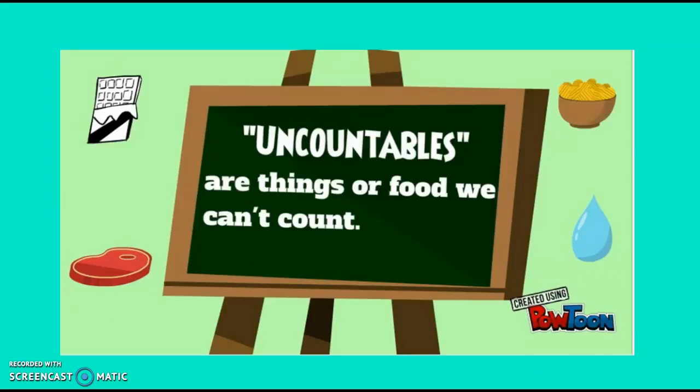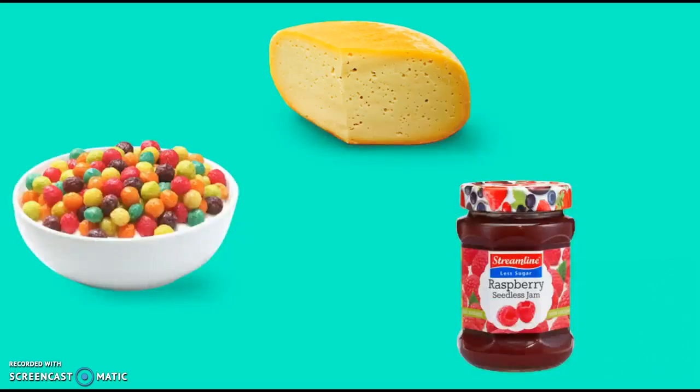Now let's talk about uncountables. Those are things that we cannot count. For example, chocolate, spaghetti, water, meat. Let's take a look at this picture right here. Cereal. Can we count that bowl of cereal? There's a lot going on there. So it's uncountable. Look at that yummy cheese. Another example of uncountable nouns. And right below, I see jam. We can't count it.